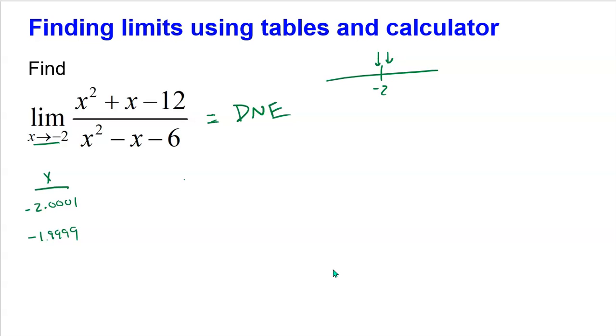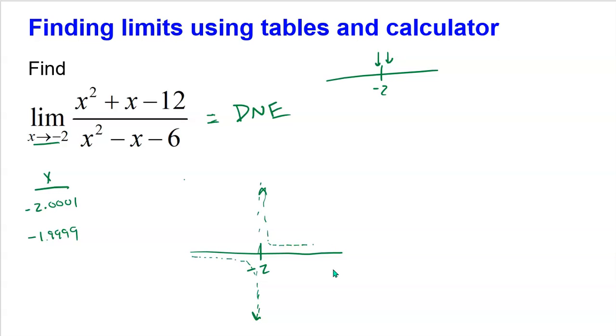So think about what I just said. As we get closer and closer to negative two from the left, I keep going down forever. And as I get closer and closer from the right, I keep going up forever. So think about that for a second. If I was thinking about a graph of this, and here's negative two, as I get closer and closer to negative two, I just shoot down forever. And as I get closer and closer to negative two from the right, I was shooting up forever. Huh, I think that might be a vertical asymptote.